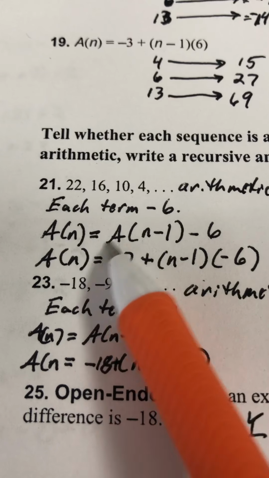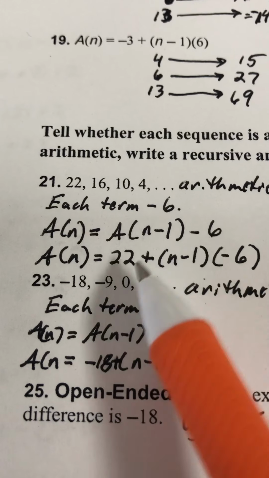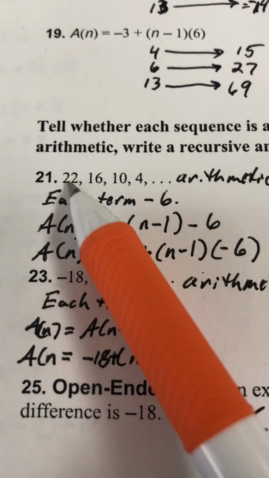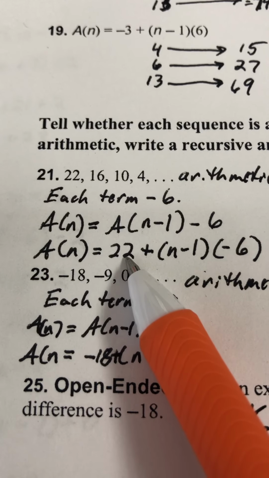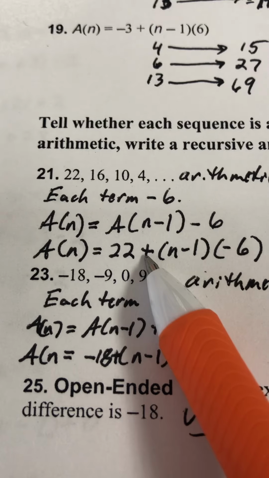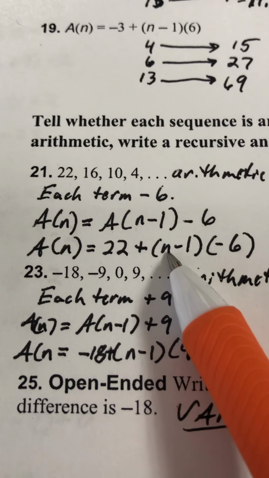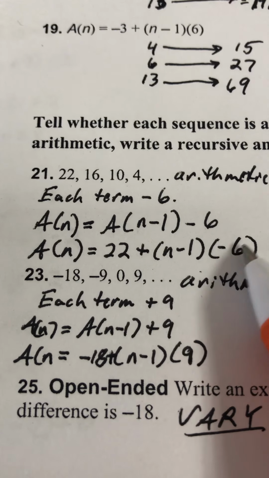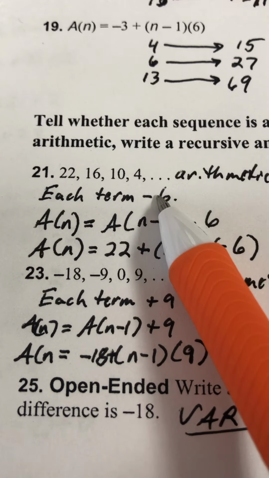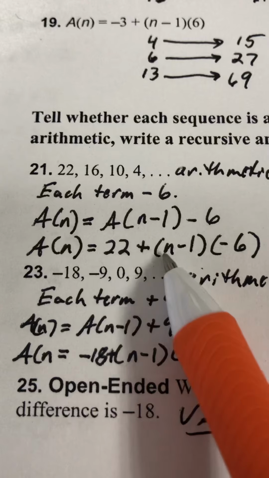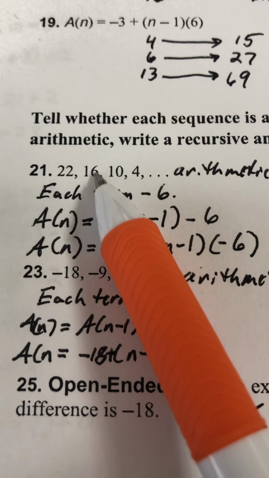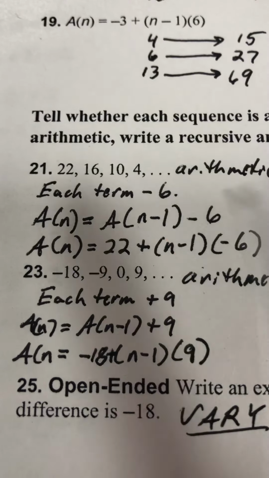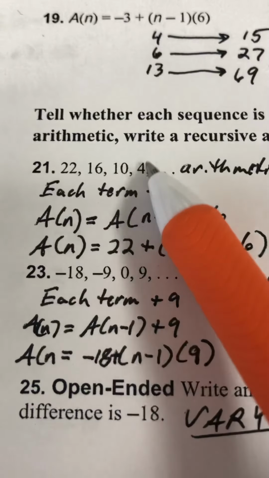And then you have the basic recursive formula. The explicit is actually using these numbers. So your first term goes here, 22, plus how many times, n minus 1 in parentheses, and then times negative 6, because it goes down 6 each time. Now, if you plug in 2 for the second term and work this out, you'll get 16. Pretty cool. And if you plug in 3, you'll get 10. If you plug in 4, you'll get 4.